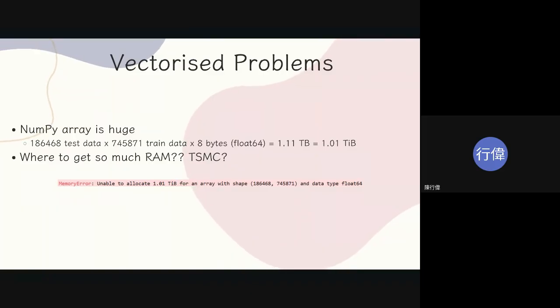If you were to calculate all the data with all the train data to calculate all the distances with 8 bytes of float64, it would take 1 terabyte of RAM. And I don't know where I can get such an amount of RAM, maybe from TSMC instead. Yep. So I was shocked when I saw this memory error. And so that means there's further optimization to do.